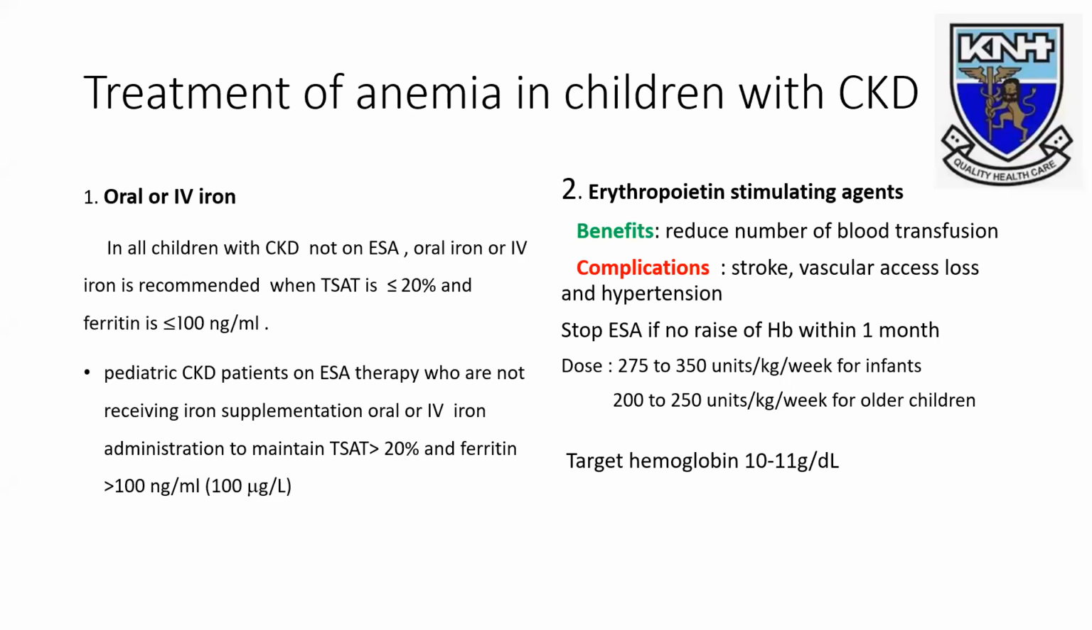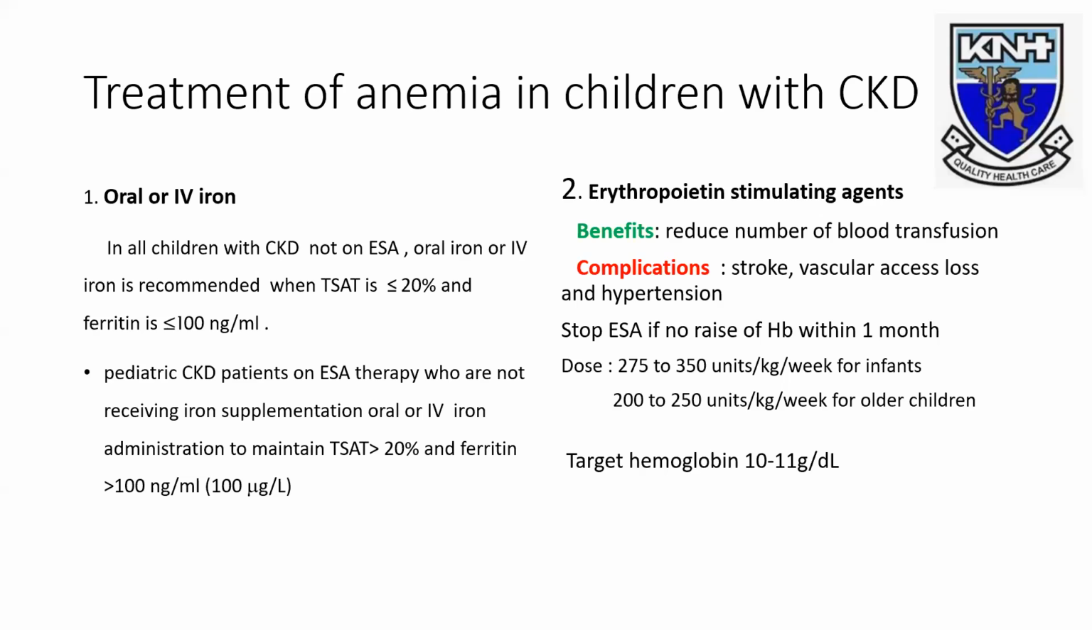The current drug we are using is erythropoietin. Elsewhere they can use another drug called darbepoetin, which is not available in our setting. So the doses are different. The dose is between 275 to 300 units per kilo per week. The maximum is 400 international units per kilo per week. In bigger children, you can start at 200 to 250 units per kilo per week. But whether it is an infant or a bigger child, the maximum we can go to is 400 international units per kilo per week.